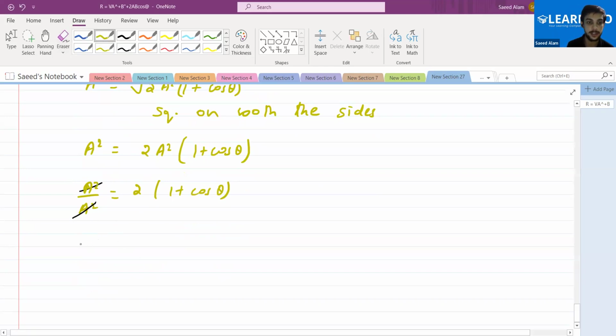I used to see a lot of students making this mistake. That's why I had committed it over here, and that's why I'm asking you. 2 into 1 plus cos theta, it will be this. Then do you agree that I should divide it by 2? Yes. 1 by 2 equals 1 plus cos theta. Yes or no? Yes. The next thing is 1 by 2 minus 1 equals cos theta.